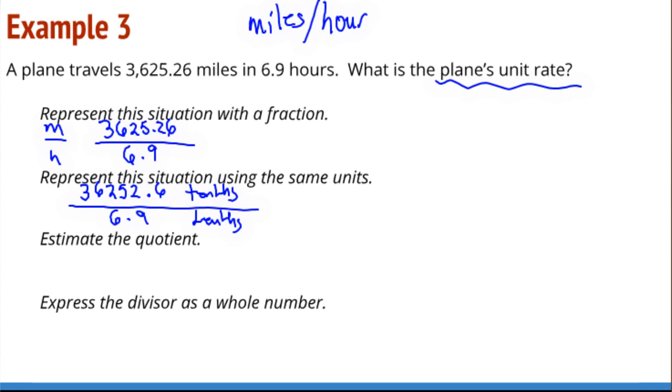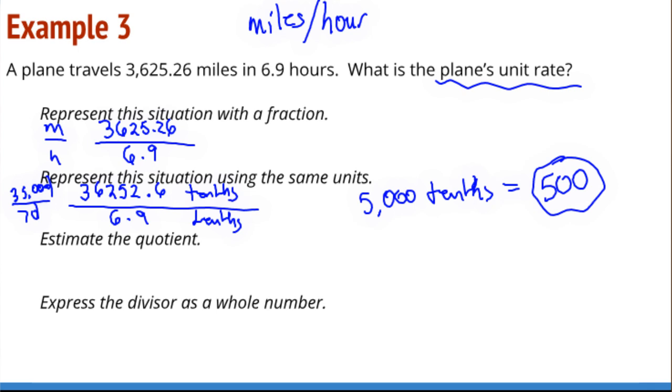And if I want to estimate, then I've got 35,000 divided by 70. 3,500 divided by 7. I'm going to estimate that I would have 5,000 tenths. Which would be the same as 500 wholes. So I'm going to estimate a quotient here of 500 miles an hour.